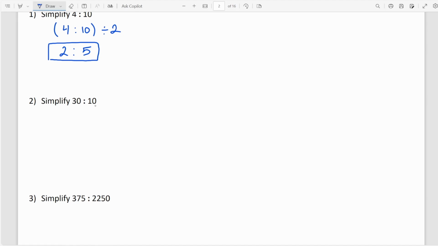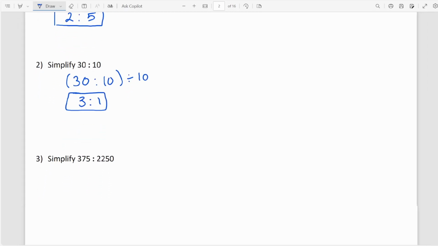Now, simplify 30 and 10. So again, I will go ahead and write 30 and 10. And I will go ahead and divide. The highest common factor between 30 and 10 is 10. So we get 3 and 1. And that's it. The next one.